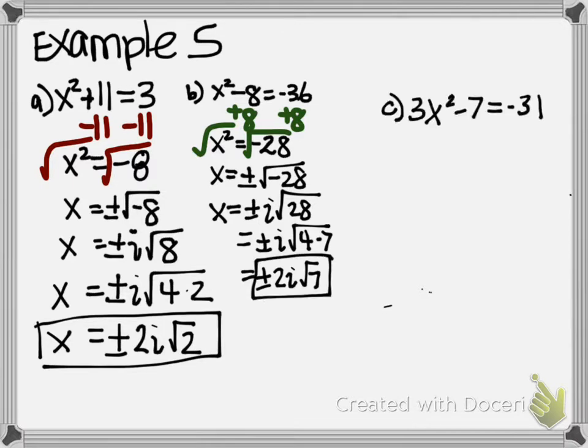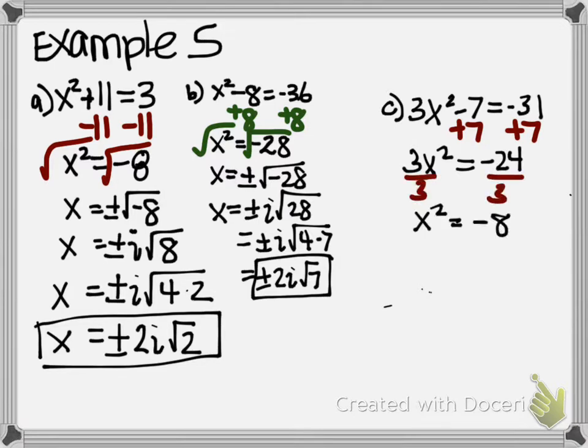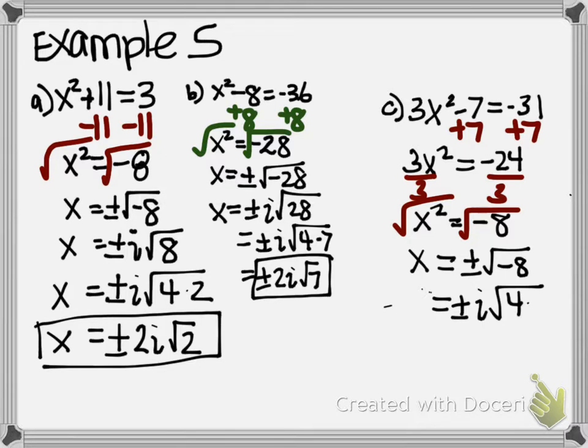So for this one, the idea is still the same. I still want to isolate this x, so we're going to go ahead and get rid of the 3 and the negative 7. So again, I'll add 7 to both sides. Then from here, I'll go ahead and divide both sides by 3. From here again, I'm going to square root both sides. And this looks pretty familiar, like example number 5a. Again, we want to pull out the negative here as an i, but I have to make sure that the 8 is already simplified, but it's not. So my final answer for this one is plus or minus 2i square root of 2.